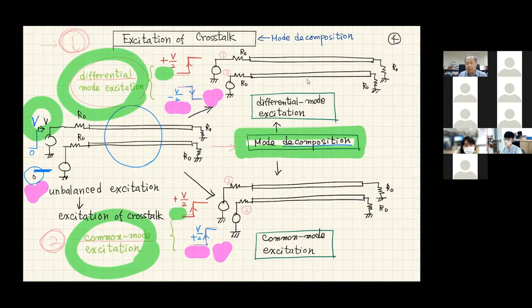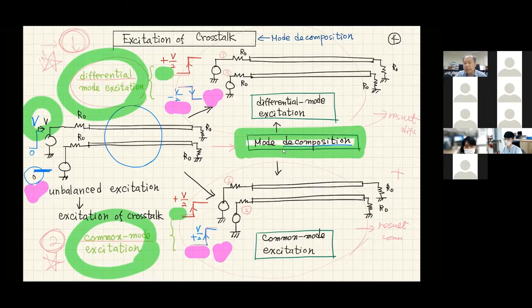So from now on, I'm going to conduct a differential mode analysis and common mode analysis of two different cases. And at the end, we're gonna calculate the result of differential mode, and we're gonna obtain the result of crosstalk of common mode. And at the end, we're gonna add that together to finally obtain the near end crosstalk and far end crosstalk.